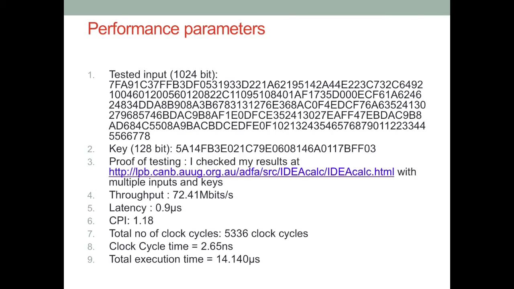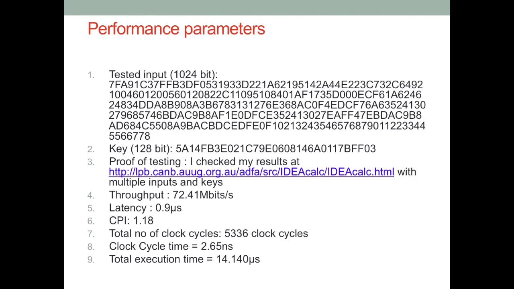Total number of clock cycles to compute 1024-bit input is 5336 clock cycles generated from the global clock. The clock cycle time for 5-stage pipeline processor is the maximum time taken by any of the 5 stages, and that comes out to be 2.65 nanosecond, that is from the execution unit. Finally, the total execution time is 14.14 microseconds. All the calculations are shown in a calculation matrix document being provided along with the code.